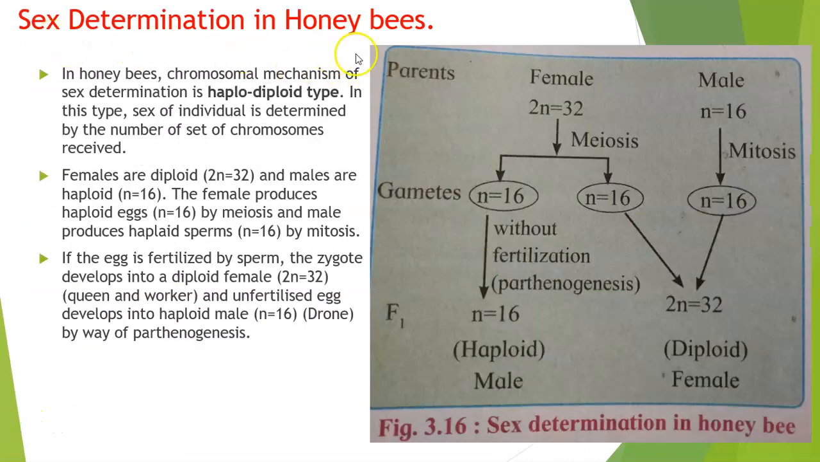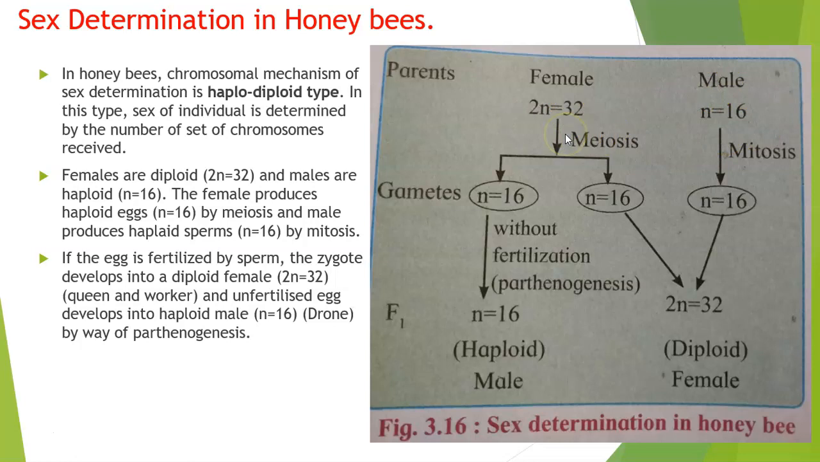Sex determination in honeybees. In honeybees, the chromosomal mechanism of sex determination is haploid-diploid type. In this type, the sex of the individual is determined by the number of sets of chromosomes received and not by the type of chromosomes. Females here are diploid, 2n=32, and the male is haploid, n=16.